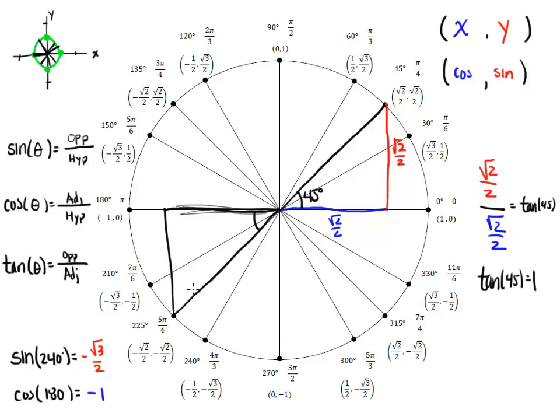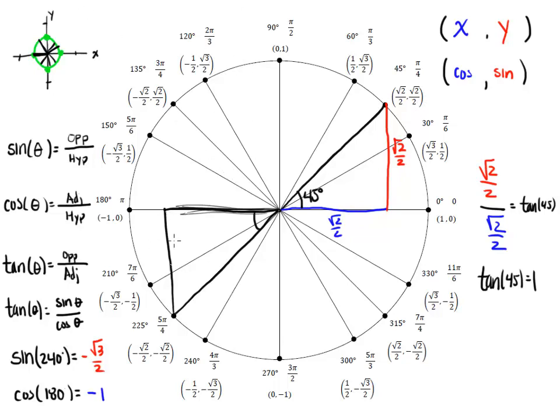Okay. So we could also say that tangent of our angle is equal to sine divided by cosine. Sine divided by cosine, that is always going to equal your tangent value. So on this one, I took my sine value, which was square root of 2 over 2, and I divided it by square root of 2 over 2, which gets me 1.